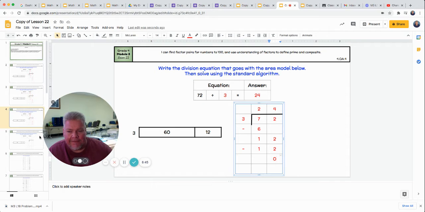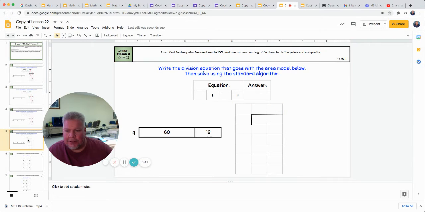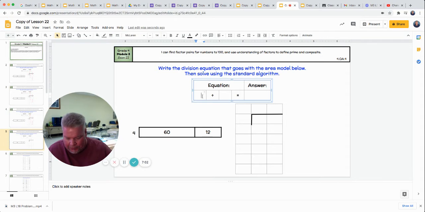All right, next, we've got one more we're going to work on before we go do our homework. And look, it's very similar. We've got a 60 and a 12 again, but this time we're dividing by 4. Okay, so what does that 60 and 12 add up to? Do you remember? 60 and 12 is 72. We're dividing by 4.